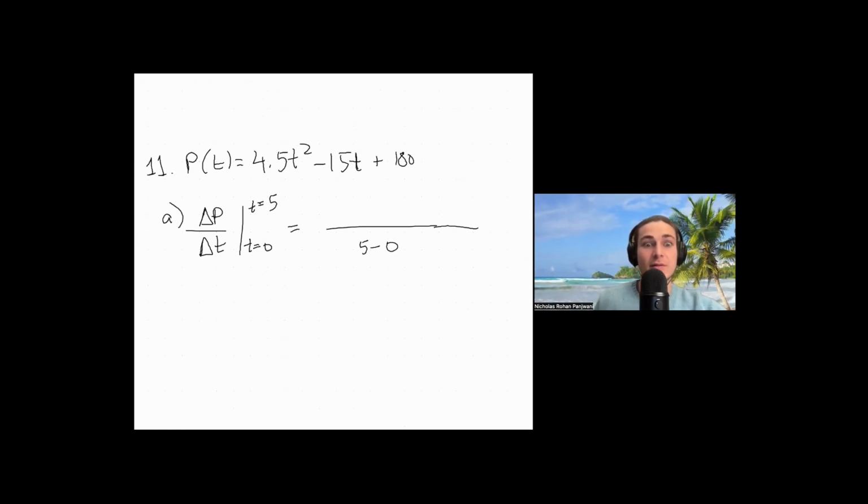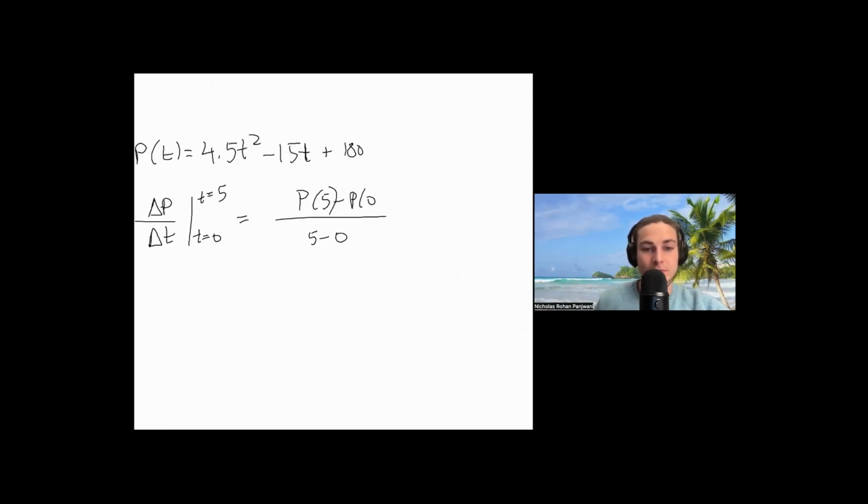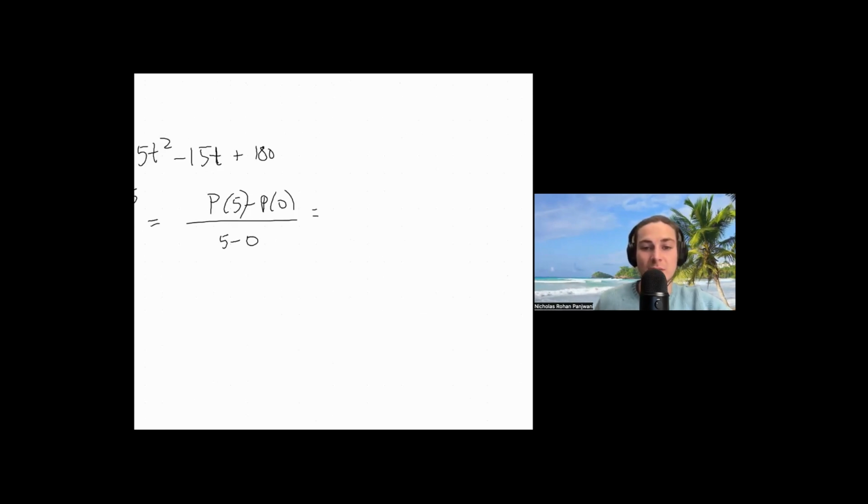P of 0 is going to be fairly straightforward. If you plug in 0 for T, 0 squared times anything is 0, and 0 times 15 is 0. So it's just going to be 180. I'll write that formula down. This is going to be P of 5 minus P of 0. So P of 0 is 180.